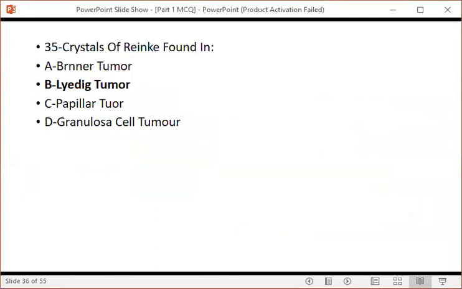Next, crystals of Reinke found in Leydig cell tumor. ما أبغى أطول لكم المواضيع هنا لكن it's found in Leydig cell tumor. تمام. Granulosa cell tumor, it's found with increase of estrogen, inhibin A and inhibin B, and it occurs in young ages. تمام. Brenner tumor, it's like Rokitansky, and signet cells may be found on histopathology. It's bilateral tumors. Papillary tumor found mainly on epithelial tumor, mainly serous. تمام. Anyway, crystals of Reinke, it's in Leydig tumor. This is what you have to know.